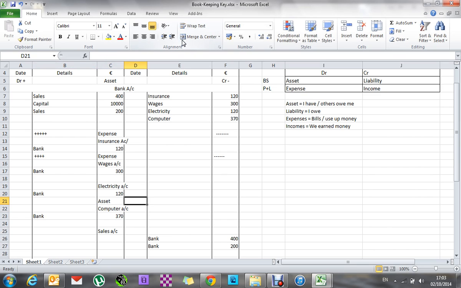And then we look over here, an asset is again on the debit side. So I have more assets. When I went and bought myself a new computer, I have more assets. So that's going to be on the plus side, which is right. Okay.